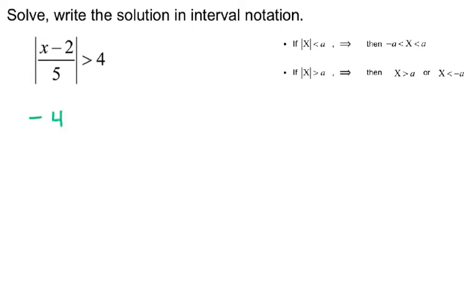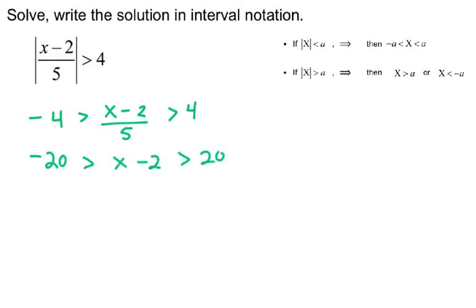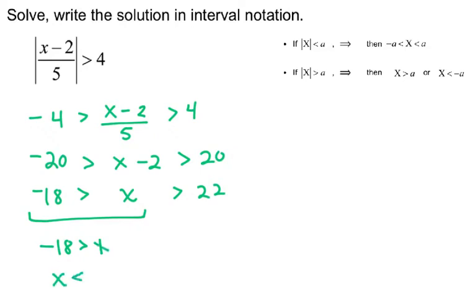I could have written negative 4 is greater than x minus 2 over 5 is greater than 4. And so that is negative 20 greater than x minus 2 greater than positive 20. I'll add my 2. Negative 18 is greater than x is greater than 22. So when it's written in conjunction, technically that means and. I've got negative 18 is greater than x. That's the same as x is less than negative 18. And the second half, we would say x is greater than 22.